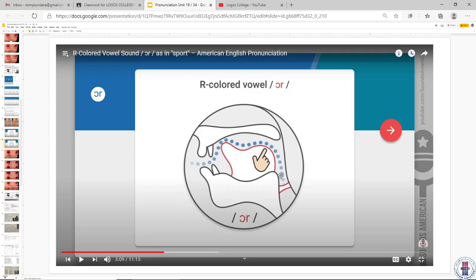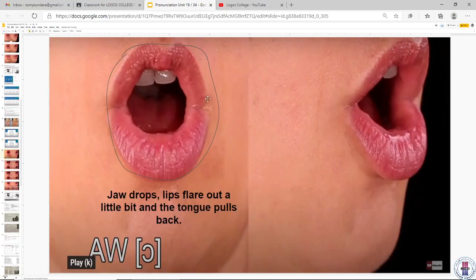Right, so this is the aw sound. This is how the front of your face looks. This is just the pure aw, no R, no r sound. Your jaw goes down. This is how it looks right here. Aw.